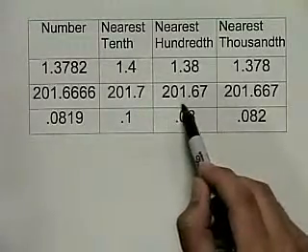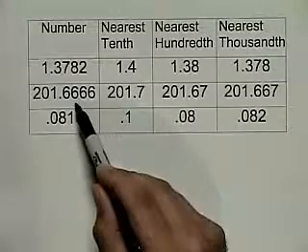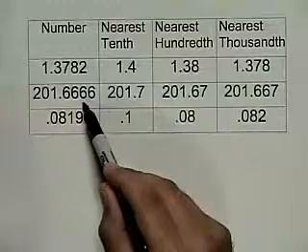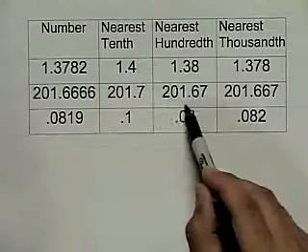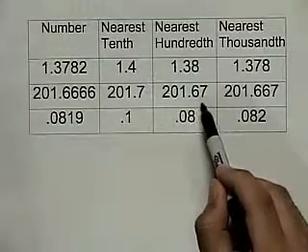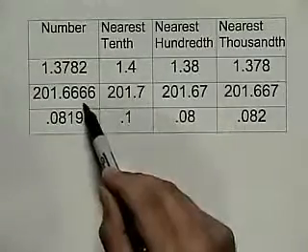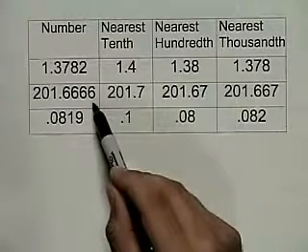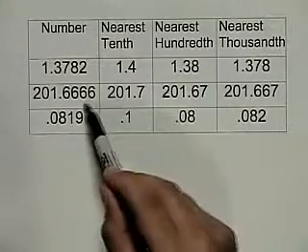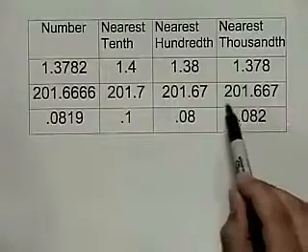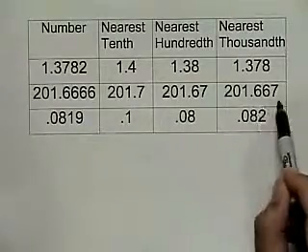Using the nearest hundredth, again, we have a 6 in the hundredths spot, and the number to the right is a 6, so we'll round up again. So we have 201.67. And then for the nearest thousandth, 6 is in the thousandths position as well, and to the right of that we have a 6, and since that's greater than 5, we'll round this number up. So our number here is 201.667.